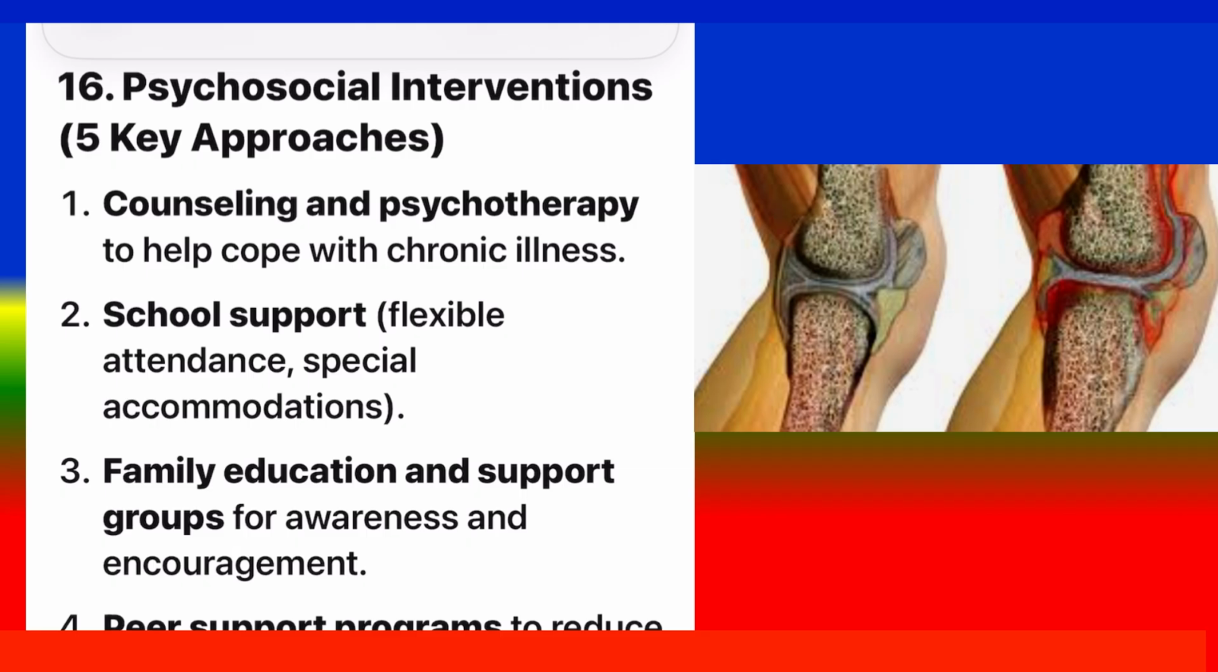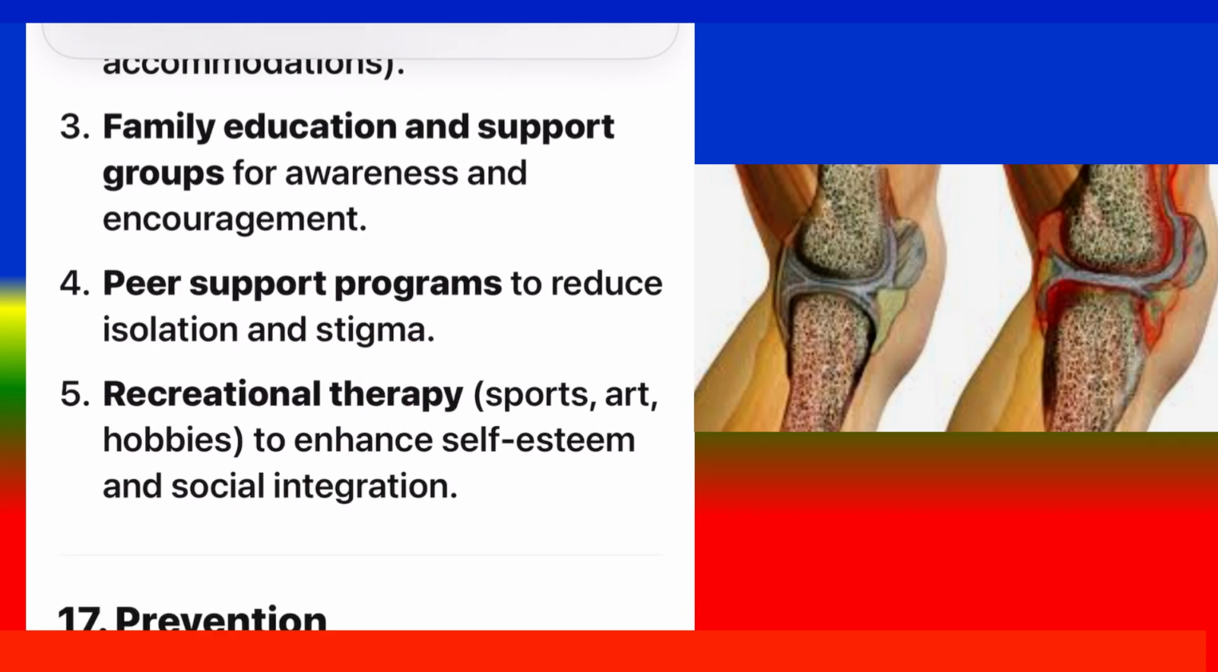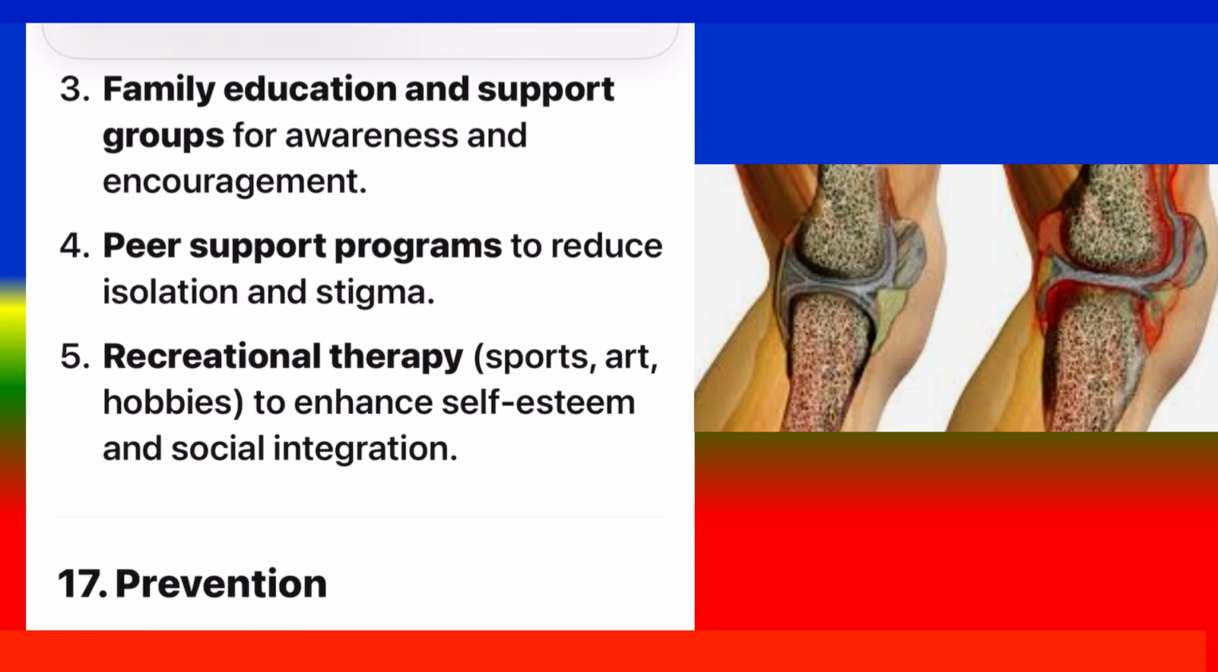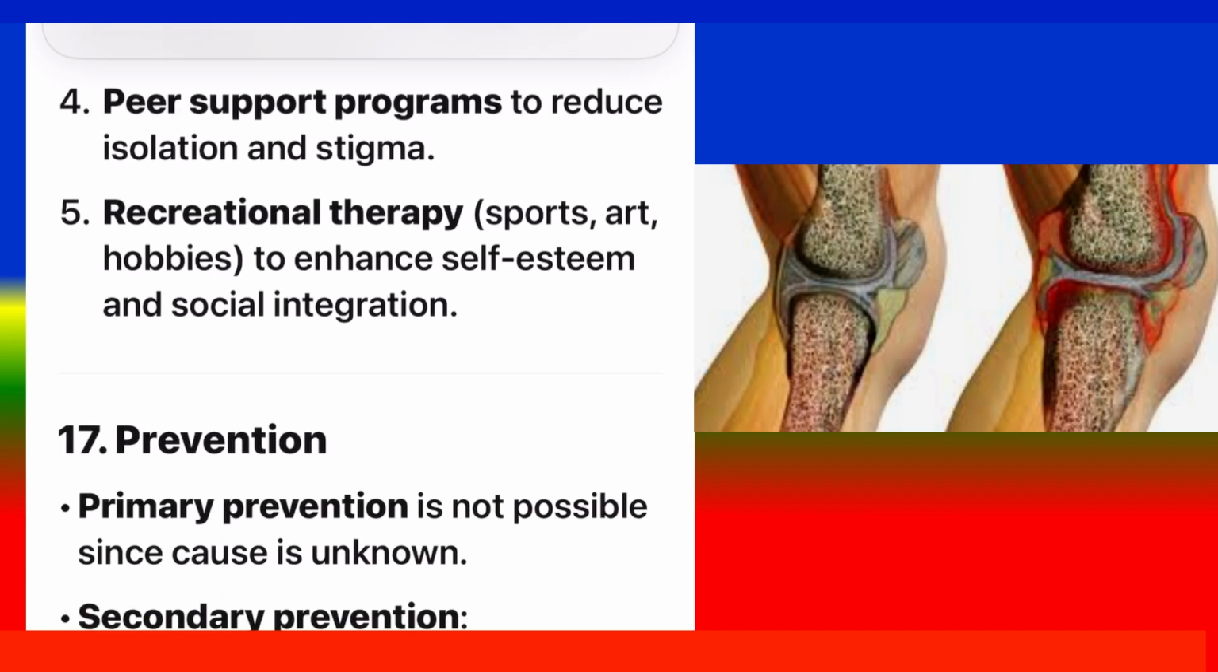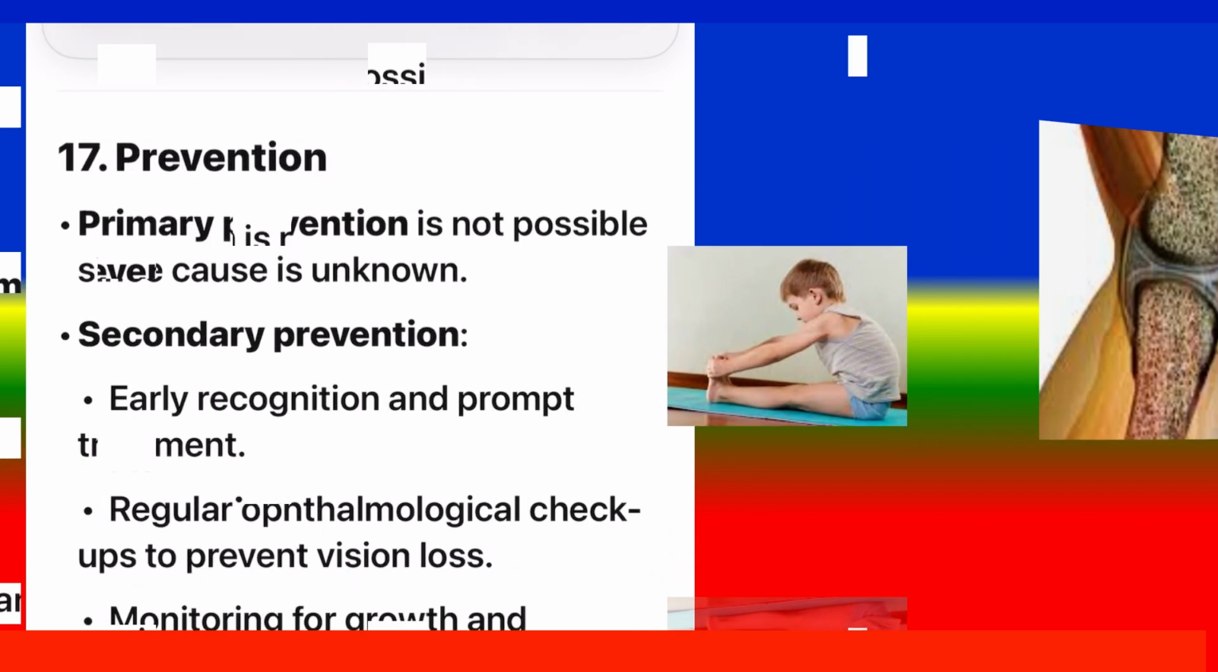1. Counseling and psychotherapy to help cope with chronic illness. 2. School support, flexible attendance, special accommodations. 3. Family education and support groups for awareness and encouragement. 4. Peer support programs to reduce isolation and stigma. 5. Recreational therapy, sports, art, hobbies to enhance self-esteem and social integration.